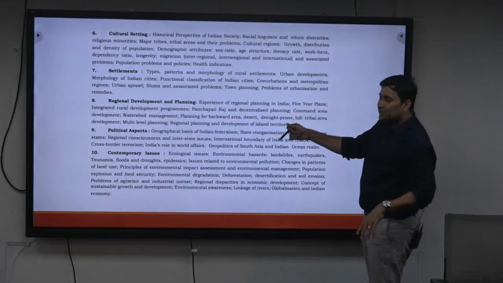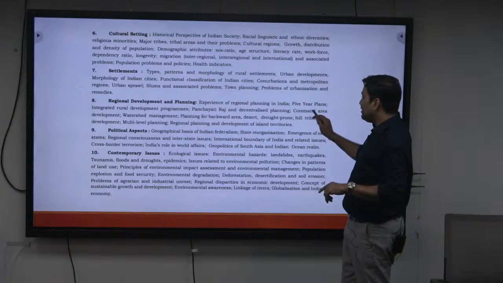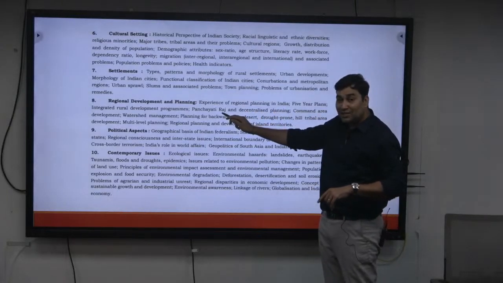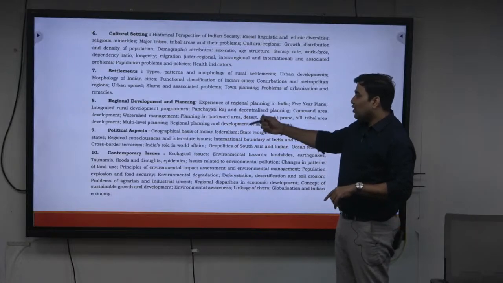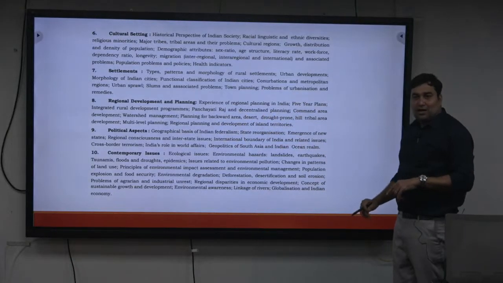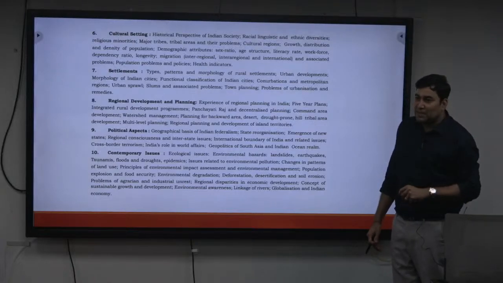Now coming to regional development planning, as I mentioned, tribal area development planning, for example, 5-year plan, command area development program, panchayat raj system, decentralized planning, rural development, integrated rural development. All these things we are going to study here. How that regional planning will bring the development to a region. What are the different thinkers speaking about it?